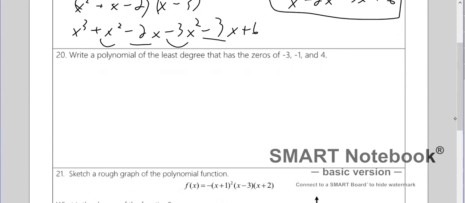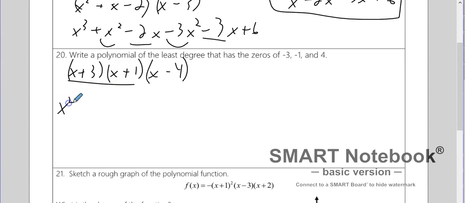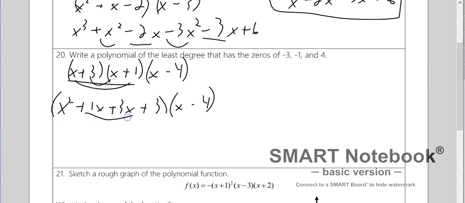Okay, same concept, just working backwards. So I have x plus 3, x plus 1, and x minus 4. So I'm going to multiply these two first. That's going to give me x squared plus 1x plus 3x. That's my outer and inner terms like that. And then plus 3 times x minus 4. I'm going to join like terms. That's going to be x squared plus 4x plus 3, times x minus 4.